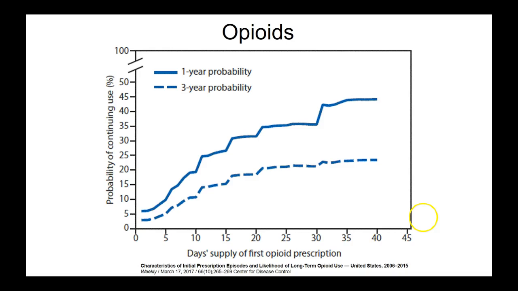30% are still using opioid 3 years after if you got a prescription that lasted 30 days, which is pretty addictive. It goes up sharply here. So you see this sharp increase. So it becomes quickly addictive even a year after, is the point of this graph.